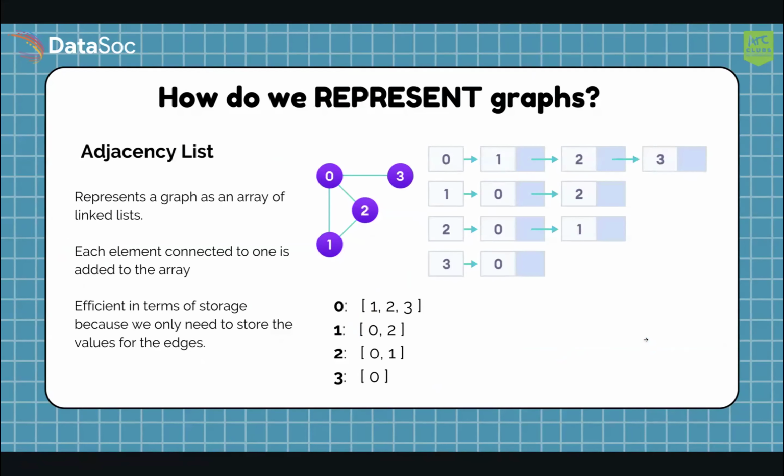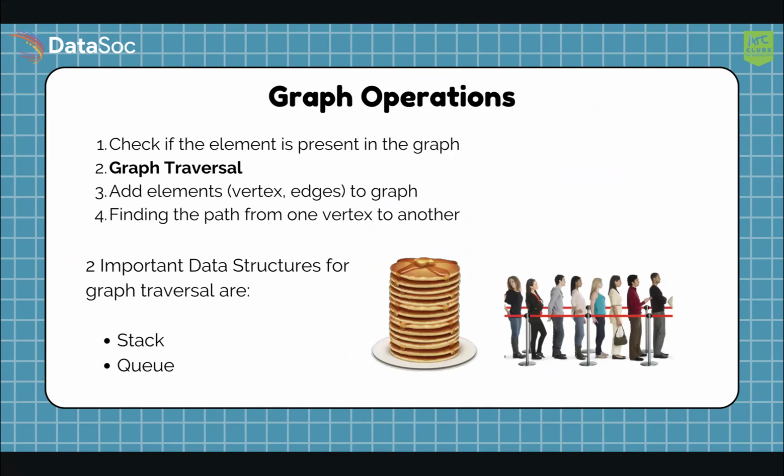And the second way to represent graphs is via an adjacency list, right? So here's when we represent the graph as an array of linked lists. It's a very similar concept where, let's say 0 is connected to 1, 2, 3. So the linked list will have 1, 2, and 3 in it. 1 will have 0 and 2 in it. 3 is connected to only 0. 2 is connected to 0 and 1. So this is more efficient in terms of storage because we only need to store values for the edges which are connected. If 1 is not connected to 3, 3 does not need to be present in the linked list, right?